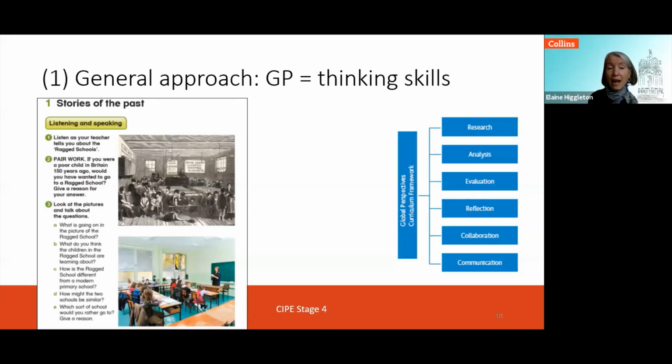How is the ragged school, how is the picture at the top different from the picture at the bottom? How might the schools be similar? But we're also asking them to relate what they're looking at to their own personal opinion. Which sort of school would they rather go to? They have to personalise their learning, and they have to give a reason for that. So this is a warm-up to an L1 language activity, but it's already bringing in global perspective skills, or skills that students will also need for global perspectives.